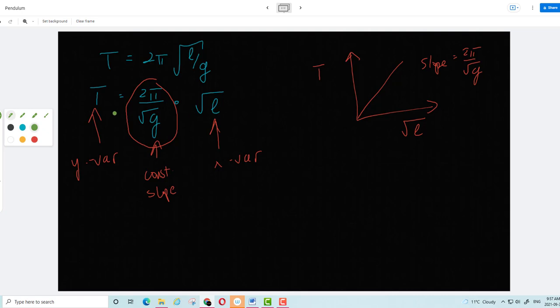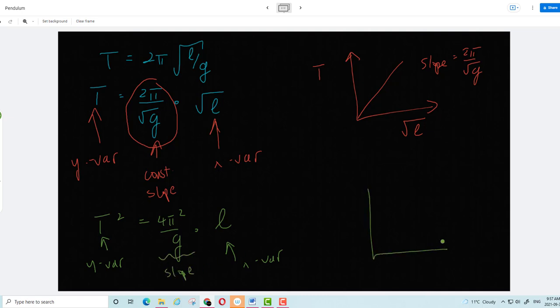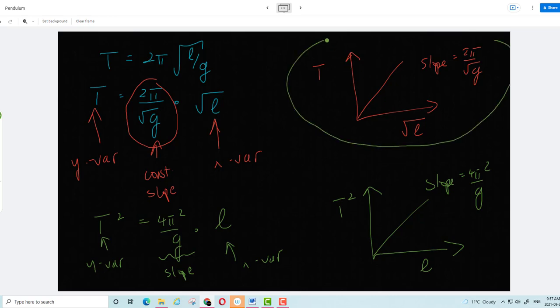Alternatively, you could square both sides of this equation and write T squared equals 4 pi squared over g times L, and then you'd make the L your x variable. T squared would be your y variable, and this thing here would be the slope. So when you graphed T squared against L, once again you get a straight line, but it would have a different slope equal to 4 pi squared over g. I'm going to use this method here, but it really doesn't matter. Some people prefer not to work with square roots and prefer to work with squaring.